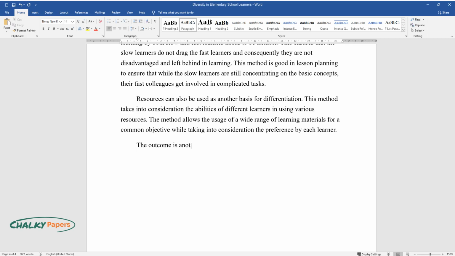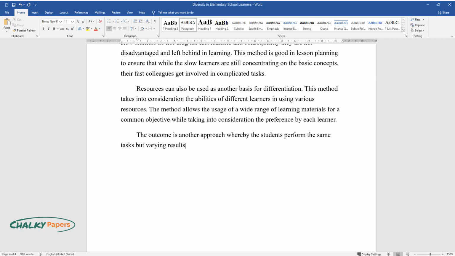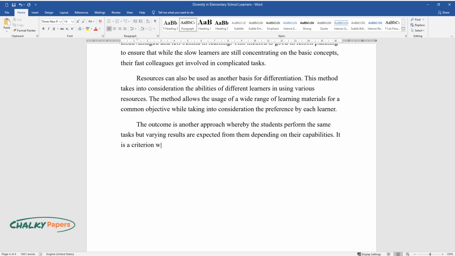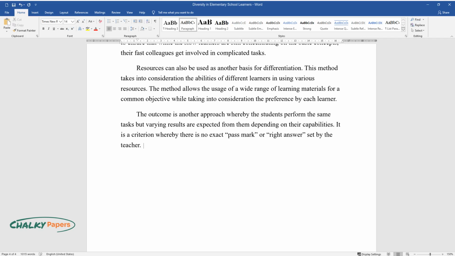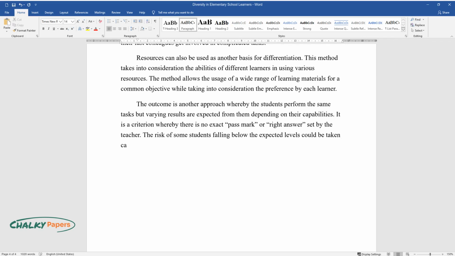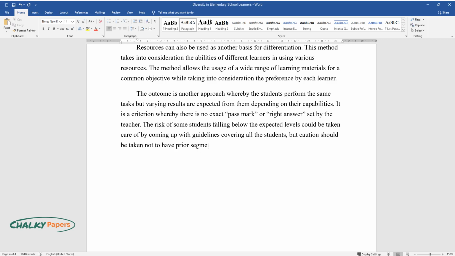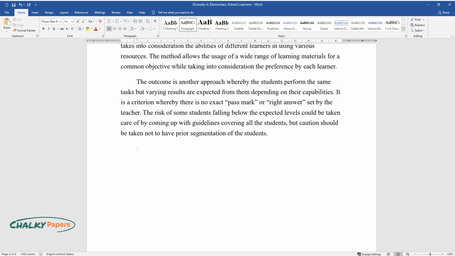The outcome is another approach whereby the students perform the same tasks but varying results are expected from them depending on their capabilities. It is a criterion whereby there is no exact pass mark or right answer set by the teacher. The risk of some students falling below the expected levels could be taken care of by coming up with guidelines covering all the students, but caution should be taken not to have prior segmentation of the students.